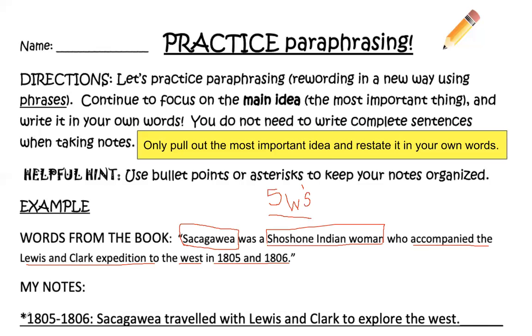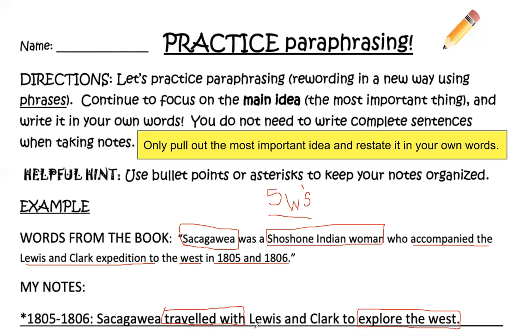So if you check out down here, reworded, it says 1805, 1806, Sacagawea traveled with Lewis and Clark to explore the West. All right, so the word accompanied, it means she went with them or she traveled with them. So those words were changed out, put into their own words. The expedition to the West, explore the West.